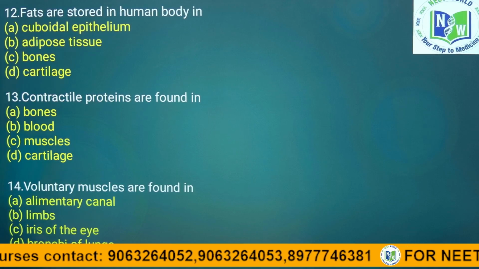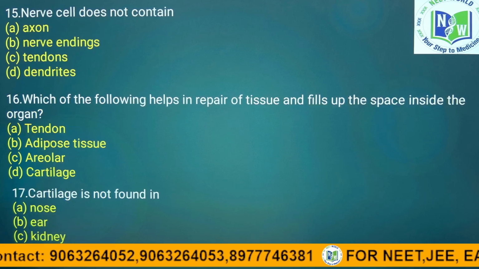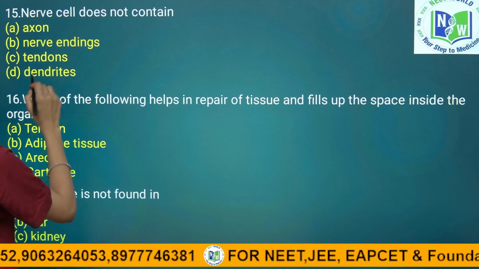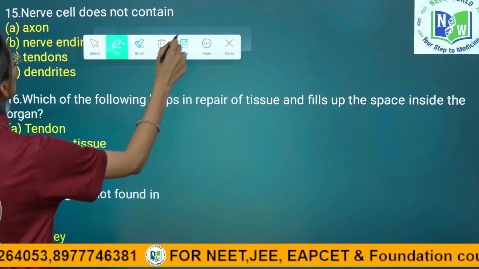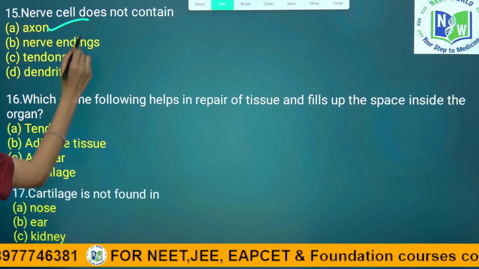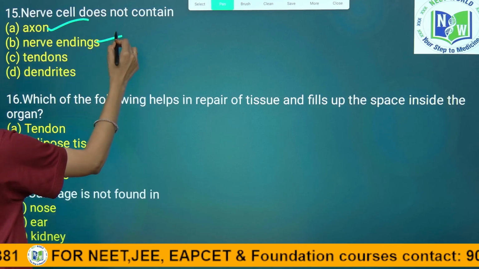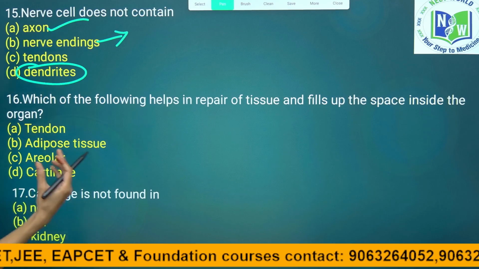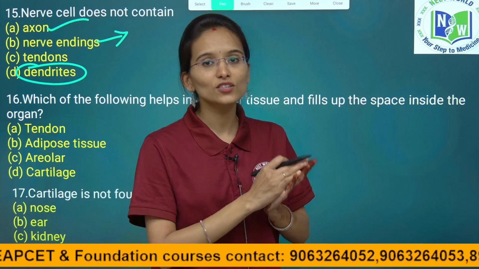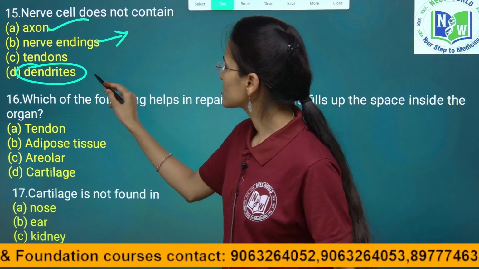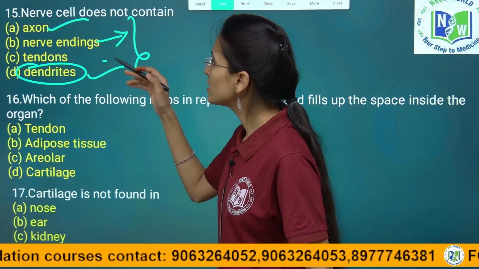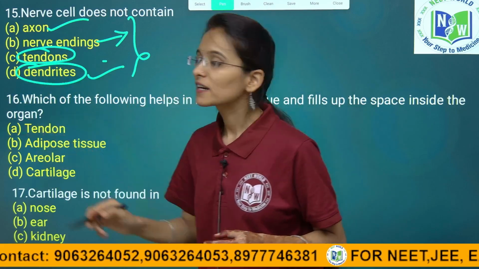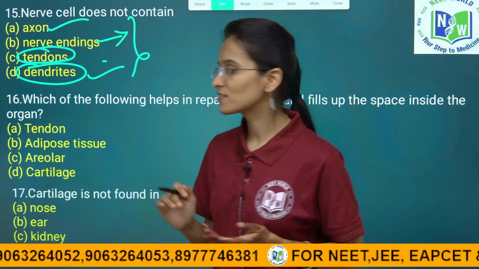Next, coming towards the 3 most important questions. Nerve cells do not contain. You can answer this particular question when you are clear with the diagram. See, a nerve cell contains an axon, it contains nerve endings called axon terminals, and it also contains some branching-like structures which arise from the region of the cyton. Those are called dendrites. These all are present inside the nerve cells, but the nerve cell lacks tendons. Tendons are absent inside the nerve cells.